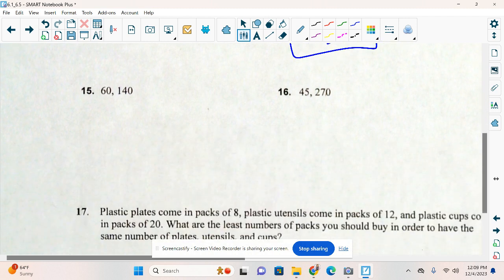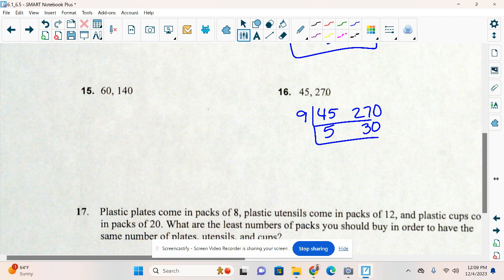Alright, now we have 45 and 270. Do you want to slide it or do you want to list it? Okay. You can start with 9. 45 divided by 9 is 5. 270 divided by 9 is 30. You can do 5 again. 5 divided by 5 is 1, 30 divided by 5 is 6. You can't go any lower, can you?